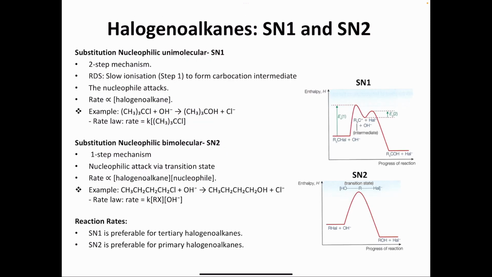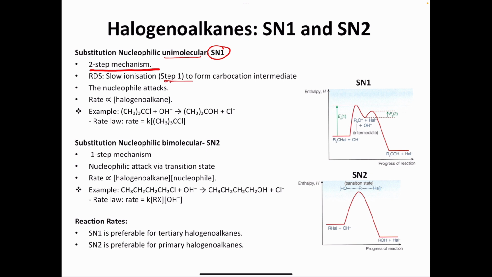Let's move on to halogenoalkanes. We're going to be focusing on the mechanisms SN1 and SN2. SN1 stands for substitution nucleophilic unimolecular, meaning one molecule is taking part until the rate determining step. This is going to be a two-step mechanism since only one molecule takes part until the rate determining step. It means the other molecule reacts after the rate determining step.